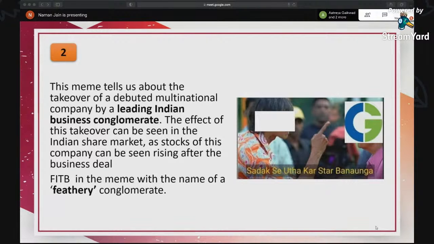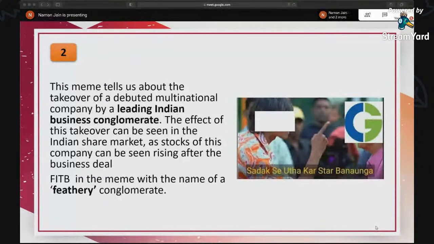So a leading Indian conglomerate, a pure biz question. Just identify, we don't need the company whose logo is given. We need the conglomerate who bought the company, and the hint is feathery. There is a reason why I have given feathery. So need the blanked out company here. The box is not indicative. Identify the logo and tell me which company.